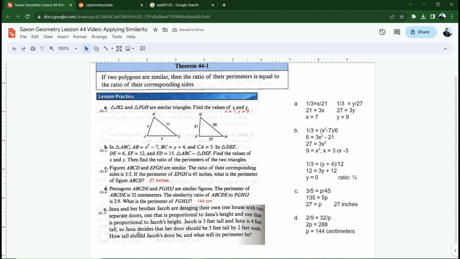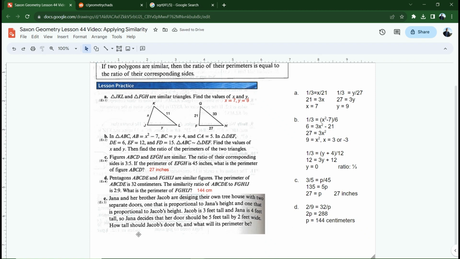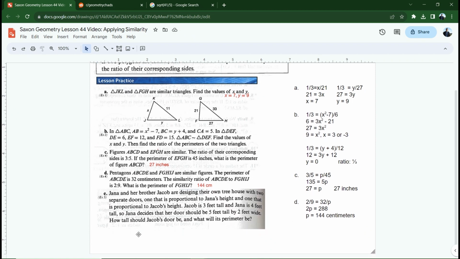All right. And then letter E. Jaina and her brother Jacob are designing their own treehouse with two separate doors, one that is proportional to Jaina's height and the other that is proportional to Jacob's height. Jacob is 3 feet tall and Jaina is 4 feet tall. Hey, it's nice that they're an even number of feet. That's going to be nice.